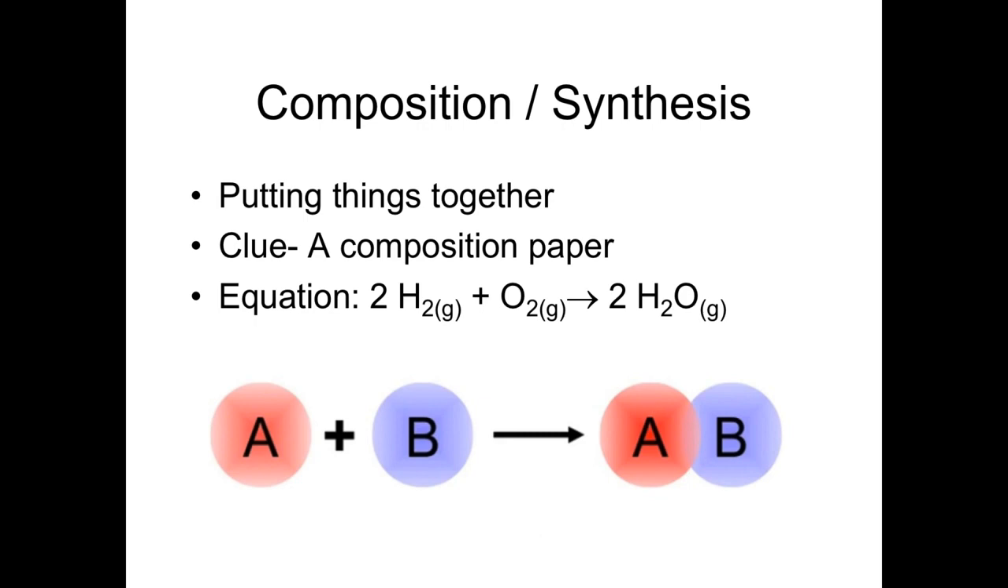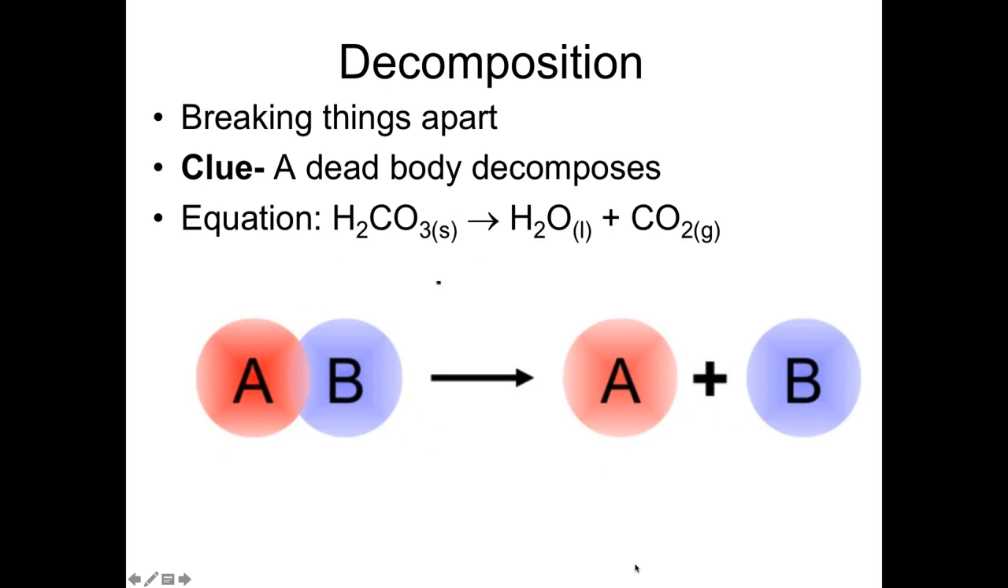The opposite of composition or synthesis is decomposition, which is breaking things apart. And so, for instance, anything that is dead or decays or decomposing, you're going to start with one reactant and get multiple products of that. So the general theme is you have one reactant and multiple products, and so therefore this would be a decomposition reaction.